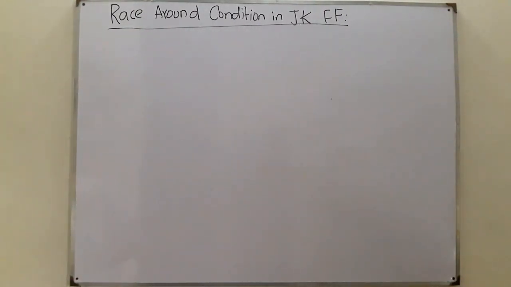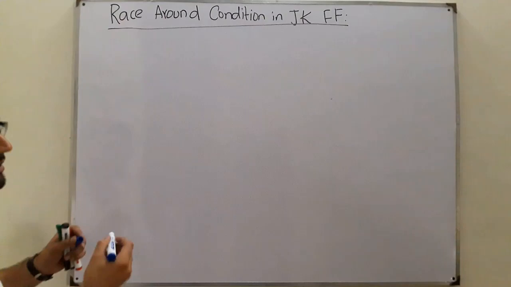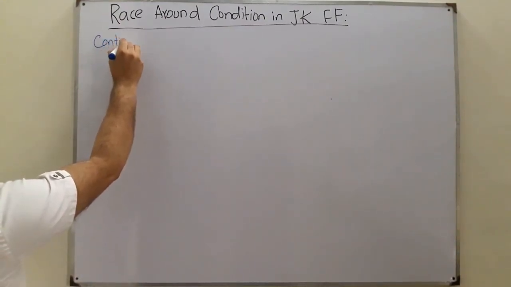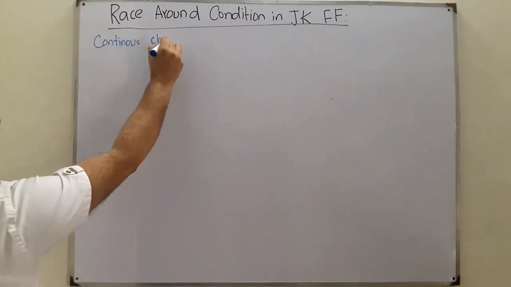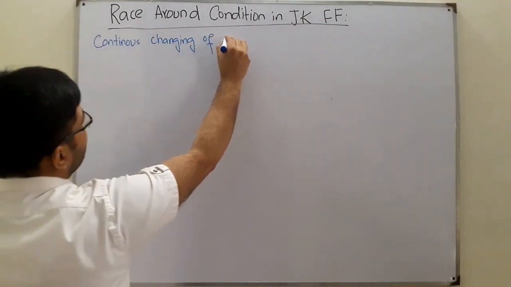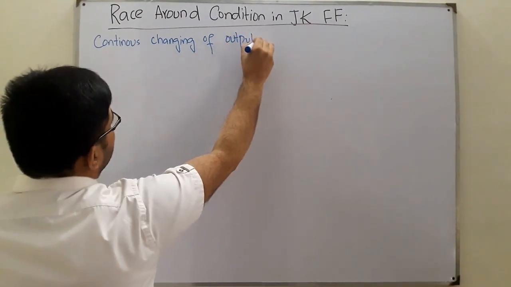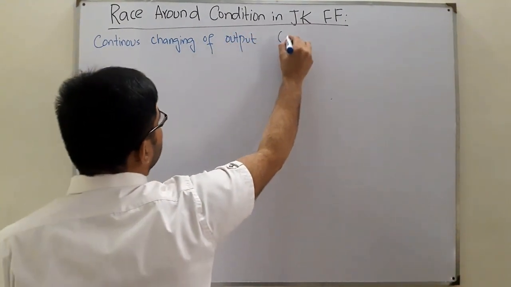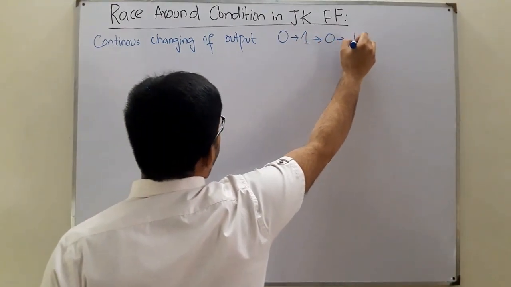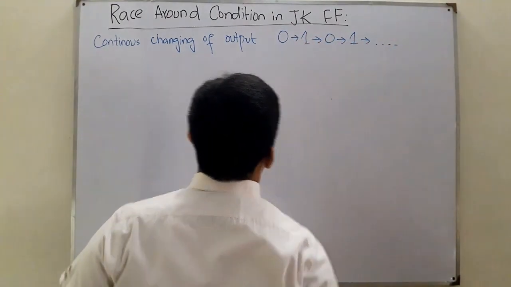You know the basic definition: the continuous changing of the output is called the race around condition. Which means that we have a zero, it directly changes to one, and it changes to zero, one, and it goes on and on.